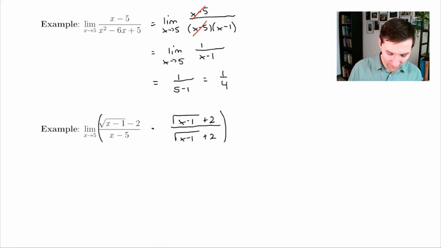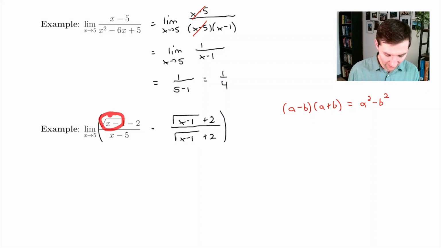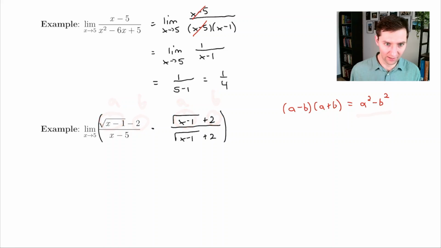In the top, I'm going to use this famous formula, a minus b, a plus b equals a squared minus b squared. We already mentioned that formula. Note that you have a and then you have b. So you have a minus b times a plus b. Here's a, here's b, here's a, here's b. When I multiply them, I get a squared minus b squared.